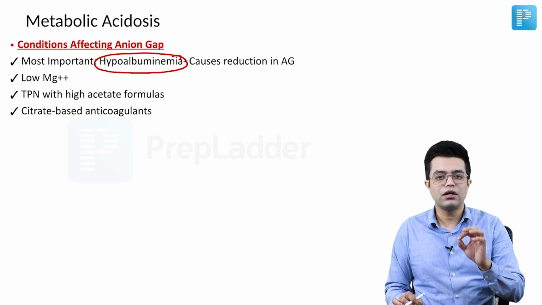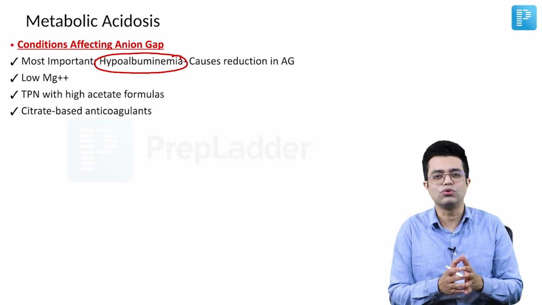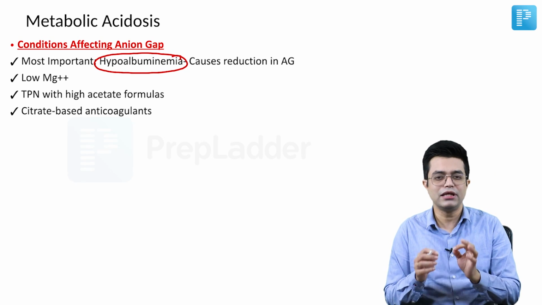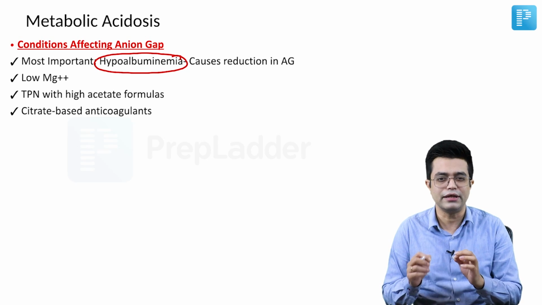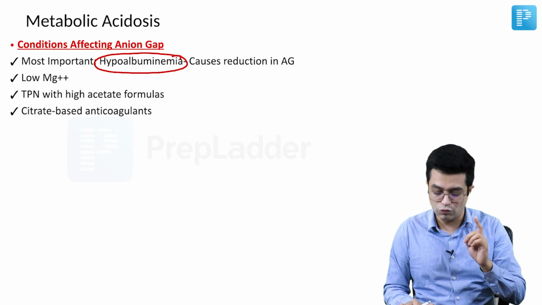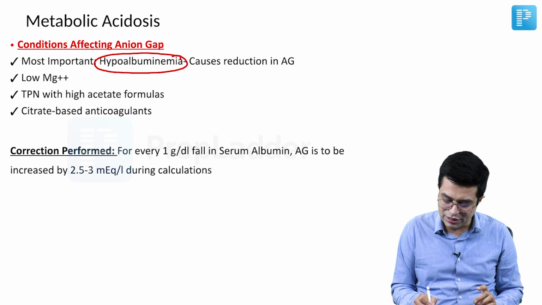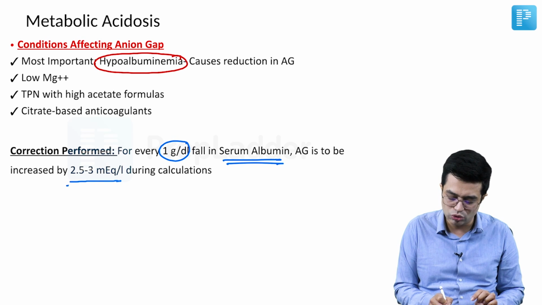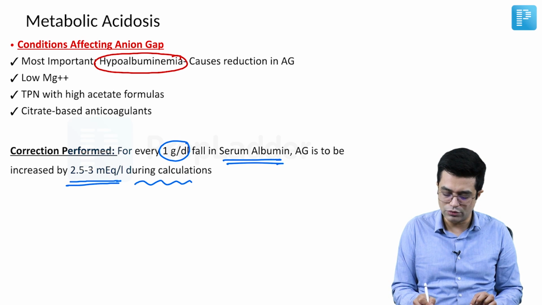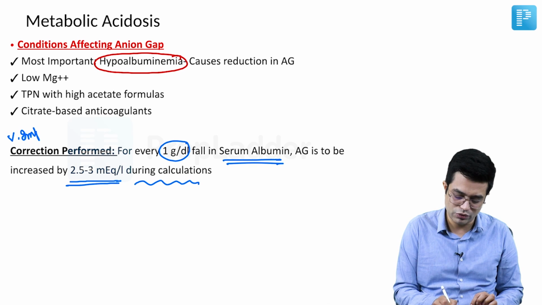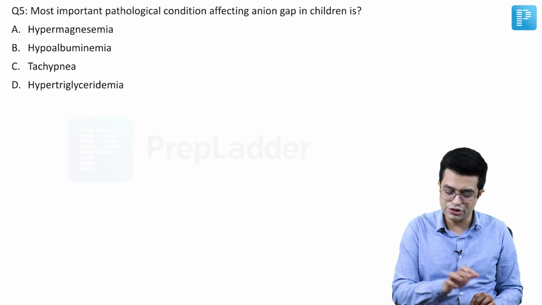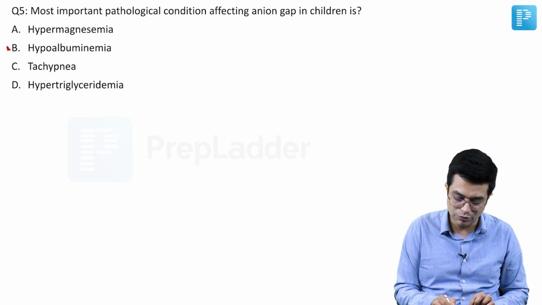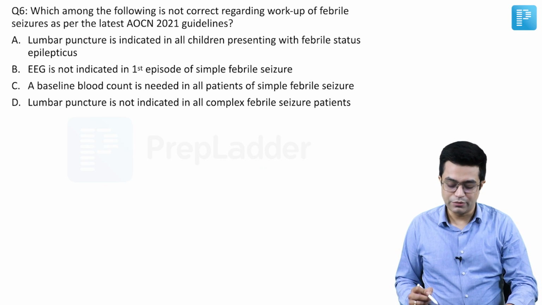So whenever you are doing calculation of metabolic acidosis with anion gap, if the serum albumin is less than 2.5 gram per deciliter, always perform a correction. What is the correction? For every 1 gram per deciliter fall in serum albumin, anion gap is to be increased by 2.5 to 3 milliequivalent per liter during calculations. This is very, very important that you need to remember. So go back to the question. Most important pathological condition which affects anion gap in children is hypoalbuminemia. That is your answer. Next we have question number 6.